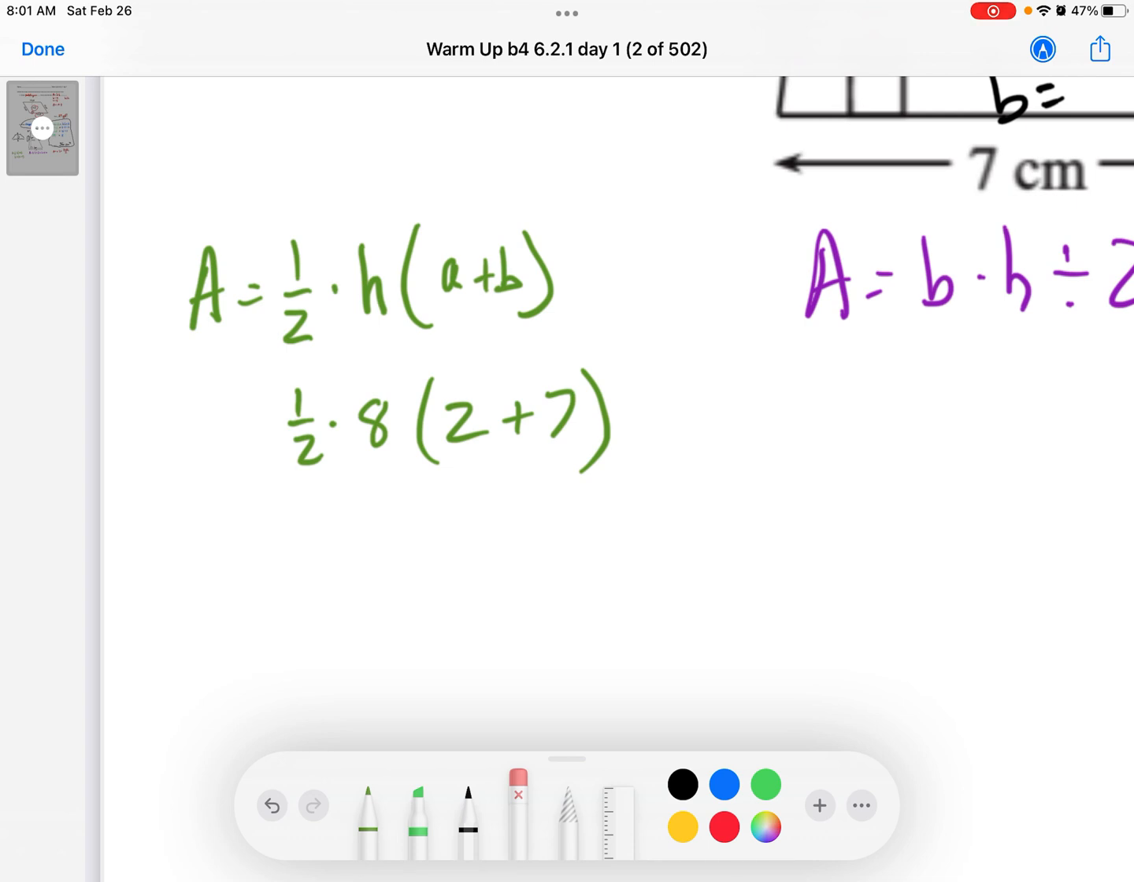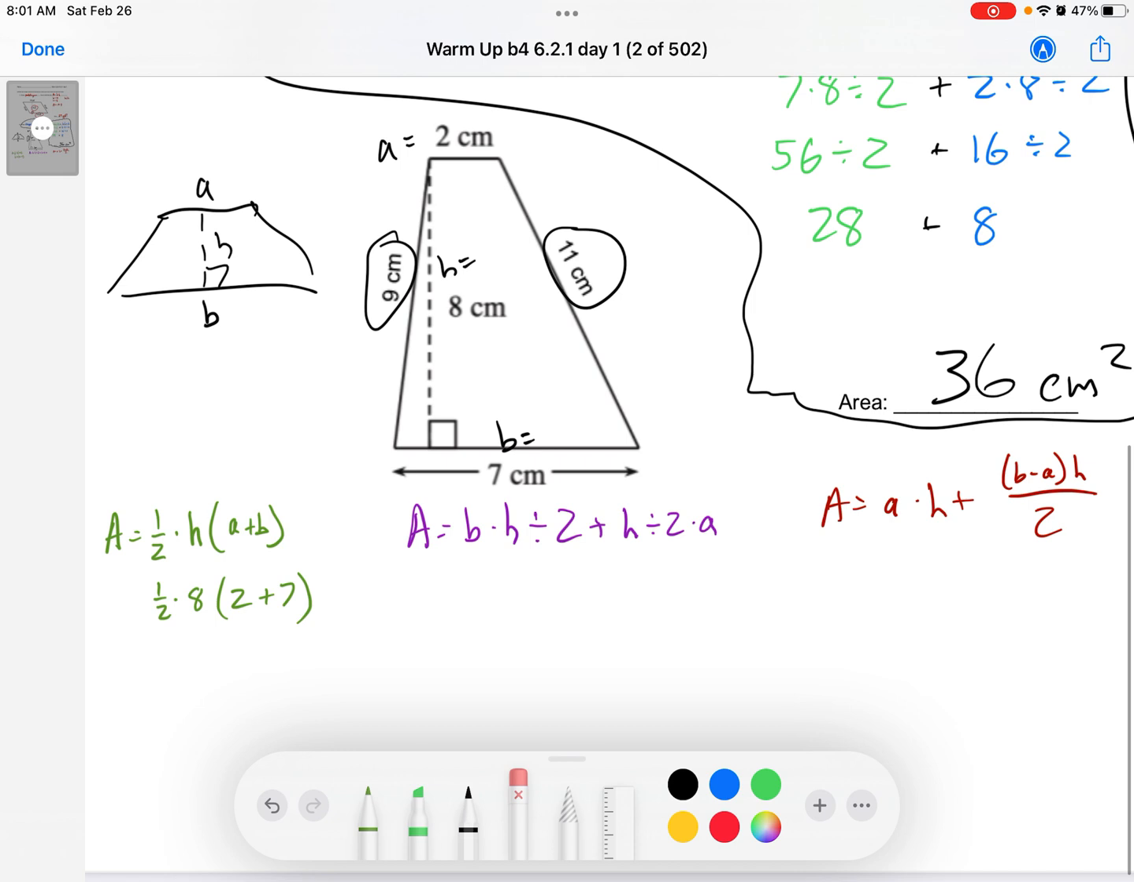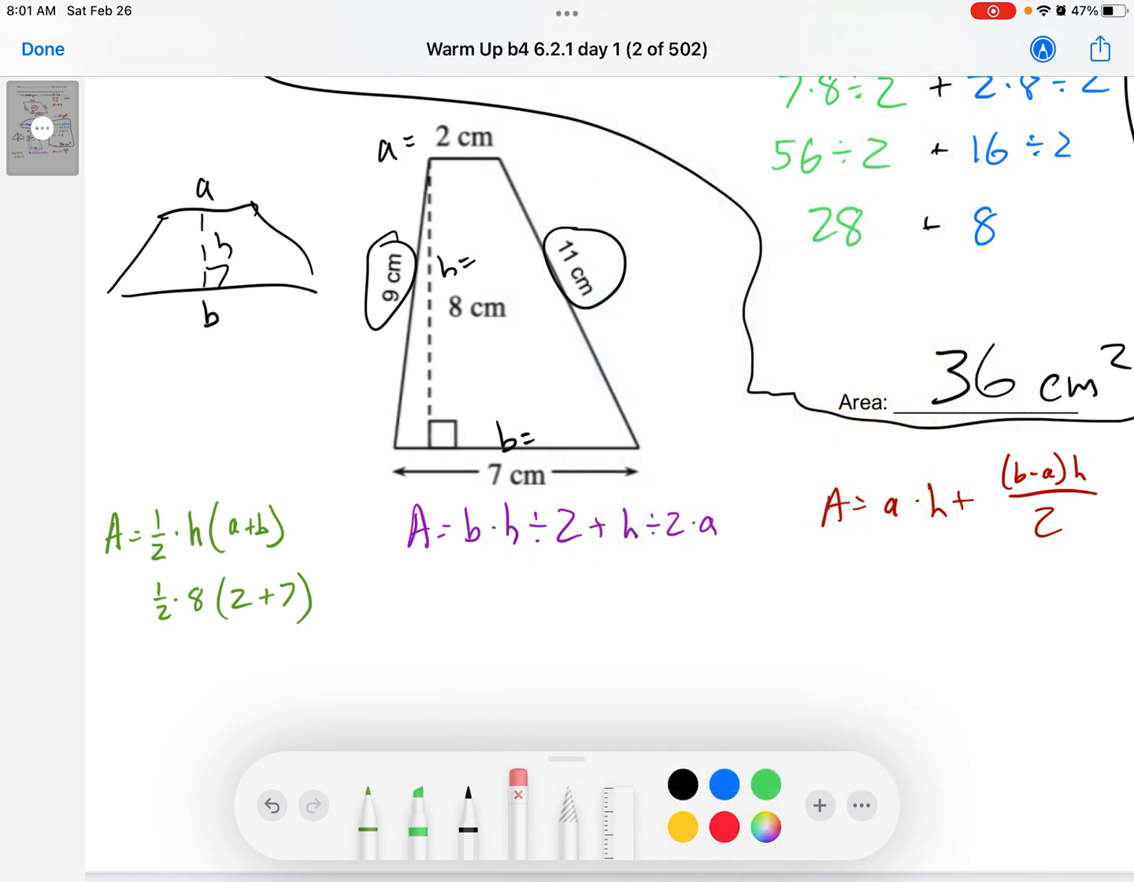All right, now let's just plug all our numbers in here for this purple one then, and then let's do it for the red, okay? So that equals base B is 7. Oops, I'm trying to use an eraser. That's not going to work very good. 7 times the height, which is 8. Divide that by 2, plus H. H is 8. Divide that by 2. And then we got to multiply by A, which is 2.